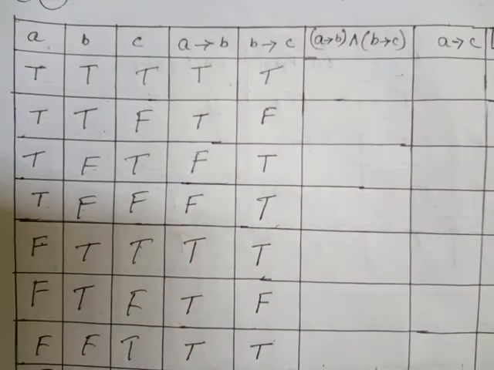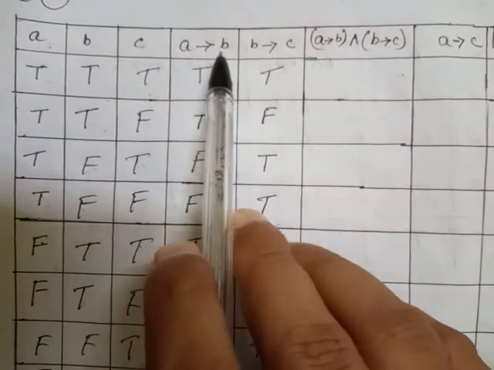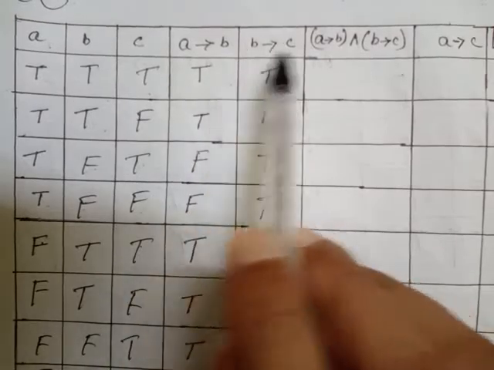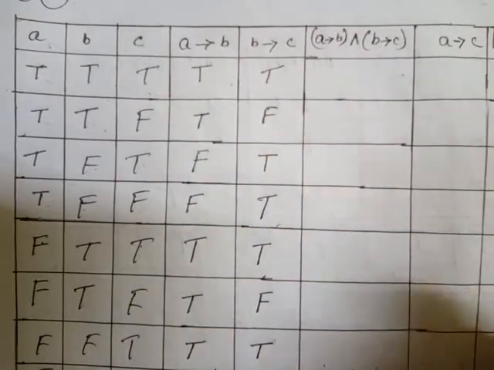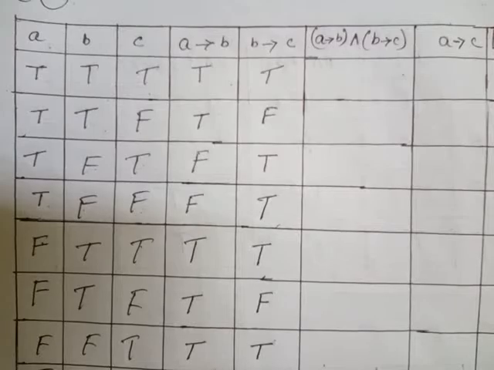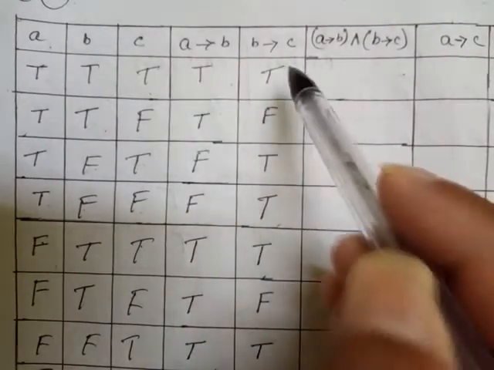Now student, look, between A implication B and B implication C, we'll find out the conjunction here. Now we'll apply the formula of conjunction only between this row and this row.